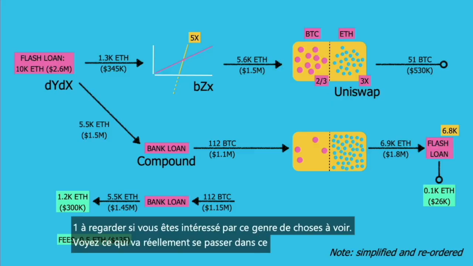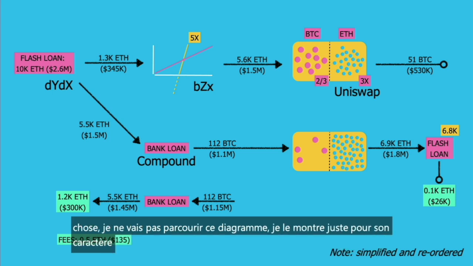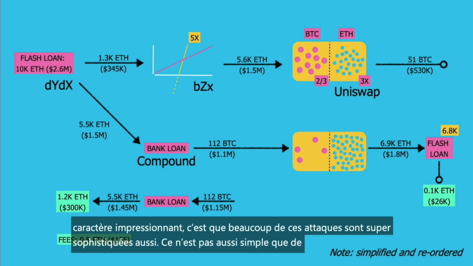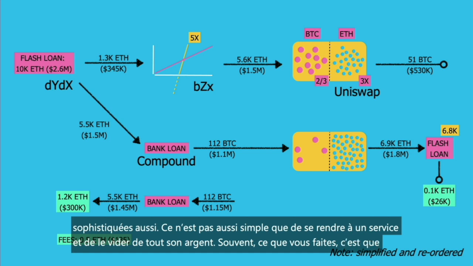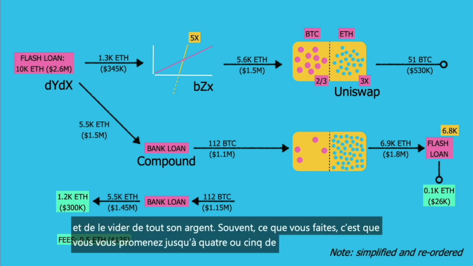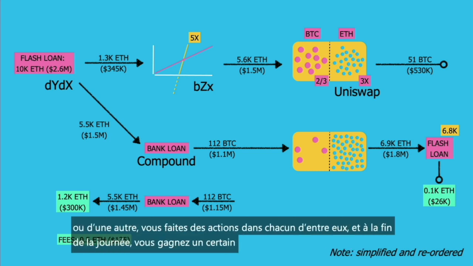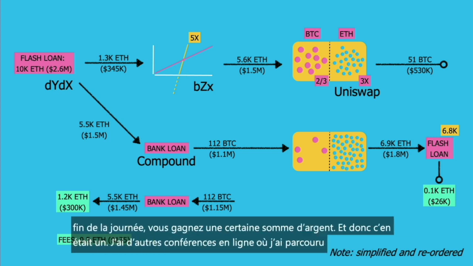And the other thing, I'm not going to walk through this diagram, I'm just showing it for its impressiveness, is that a lot of these attacks are super sophisticated too. It's not as simple as walking up to one service and draining it of all its money. Often you walk around to 4 or 5 of these DeFi services, somehow do actions in all of them, and at the end of the day, you net a certain amount of money. So this was one. I have other talks online where I walk through this whole diagram if this really strikes you as of interest.